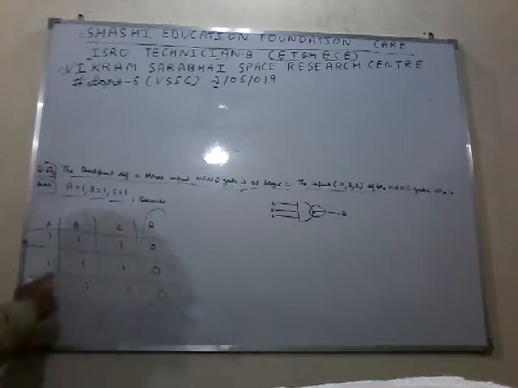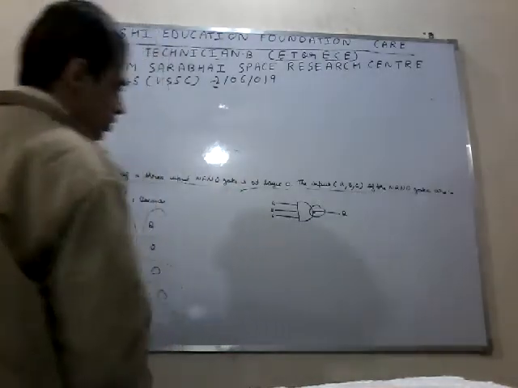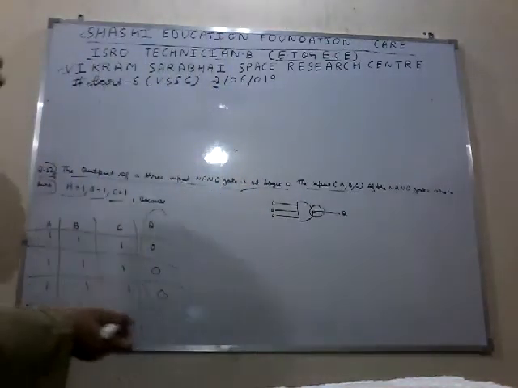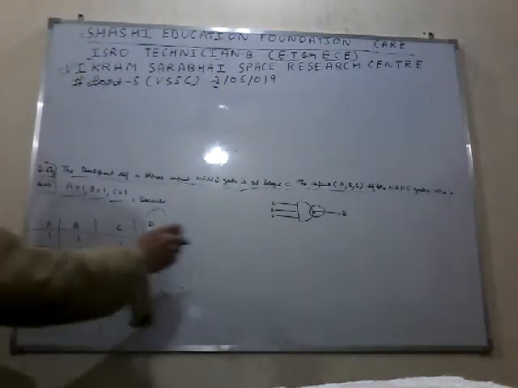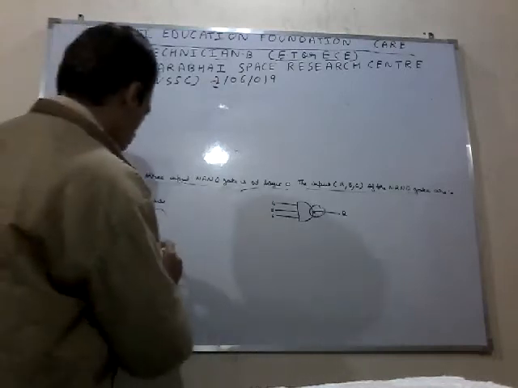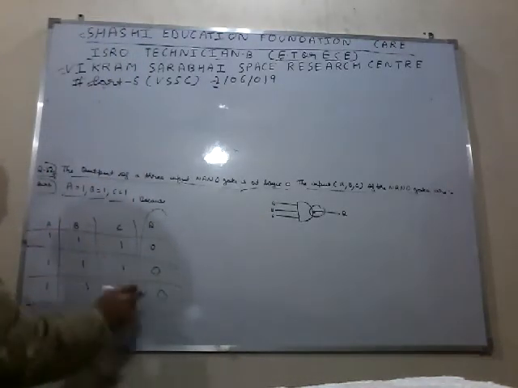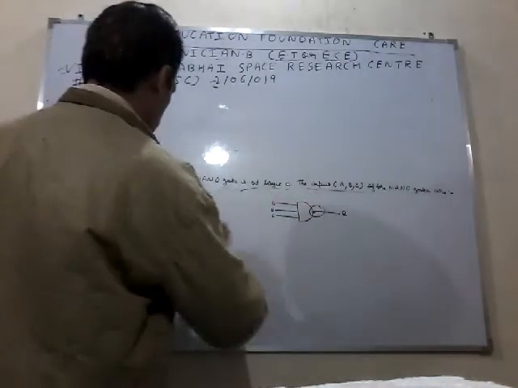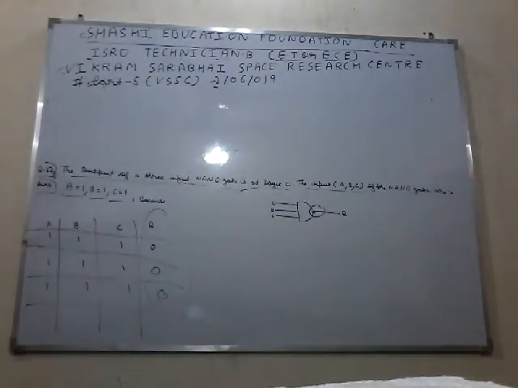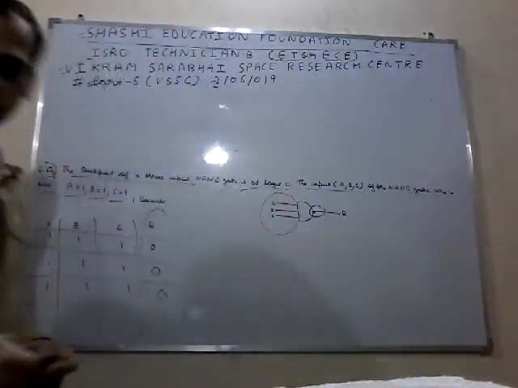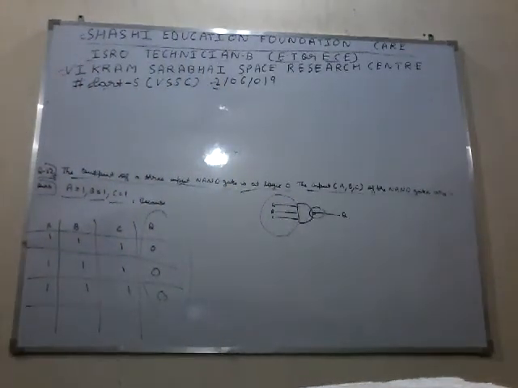We wrote 1 1 1. But why is the logic 0? Because there is a bubble, so the AND gate is converted to a NAND gate. So the answer is 0. The input is 1 1 1 and the output is 0. Here we put the 3 inputs A, B, C. Now let's move on to the next question.